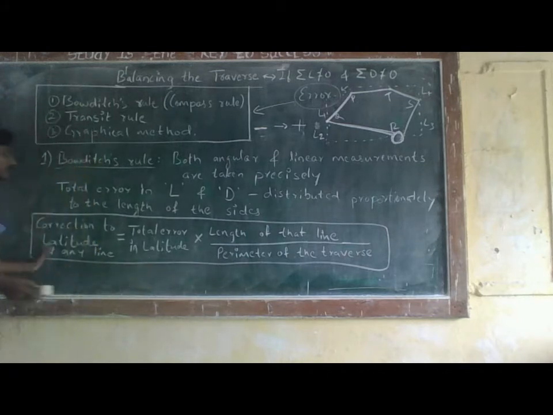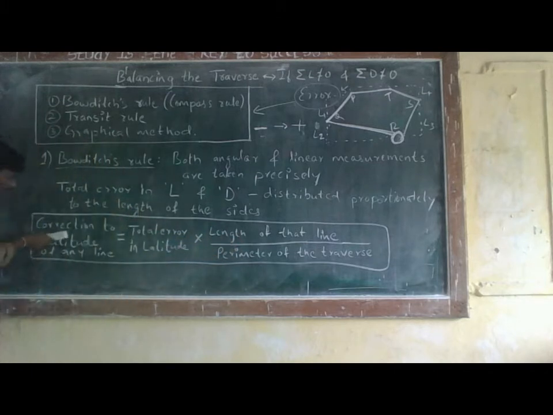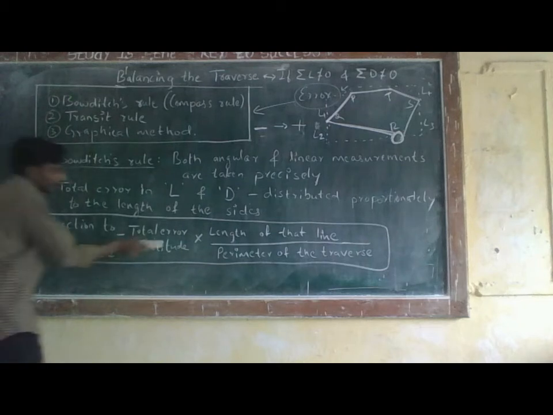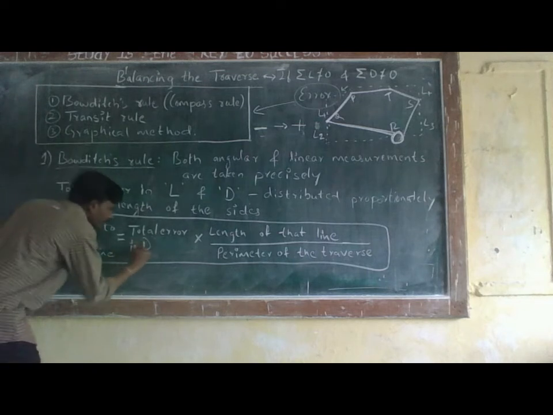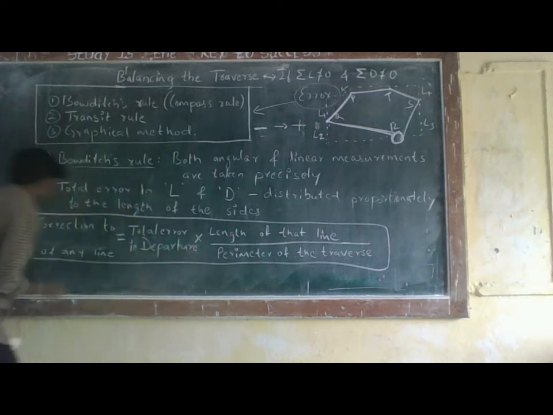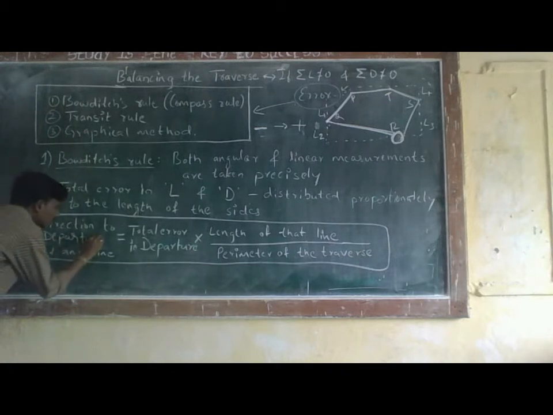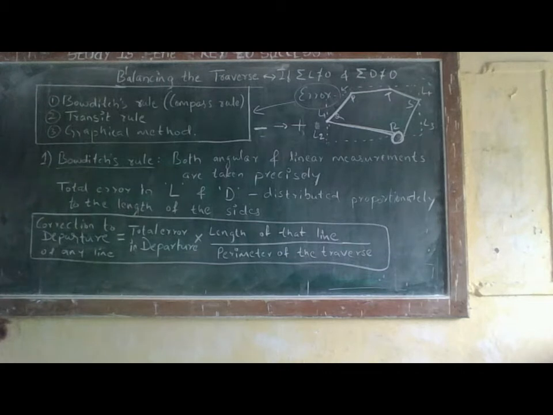So I hope you got the formula here, and in the same way to calculate the departure, here the formula changes only. Take off latitude here and write departure. So now this is the formula for the correction to departure of any line.